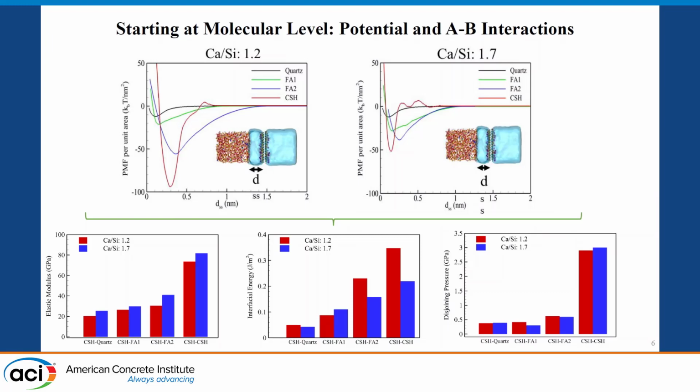Now, if you see those curves, those are basically free energy curves. If you look at the first and second derivatives, you can estimate the stiffness of this type of connection, the joint pressure, which is the force per area, and the interfacial energy. And every time you look, regardless of whether the calcium to silicon ratio is 1.2 or 1.7, the indication is that CSH to CSH is the strongest, and that's intuitive. But then for the fly ashes, the one that has a larger concentration of cations, sodium and potassium ions, appears to have a stronger interaction with the CSH.